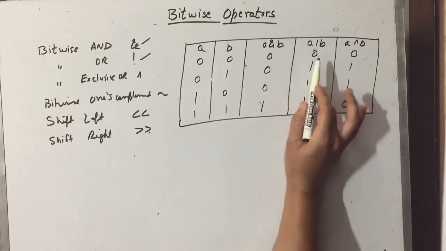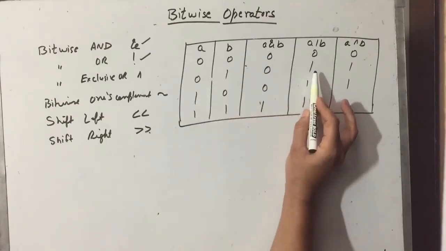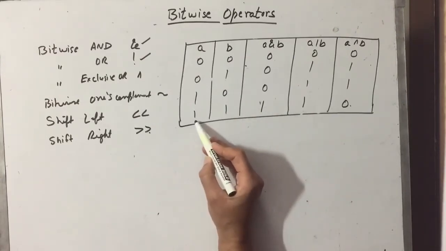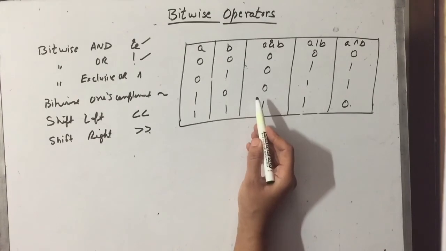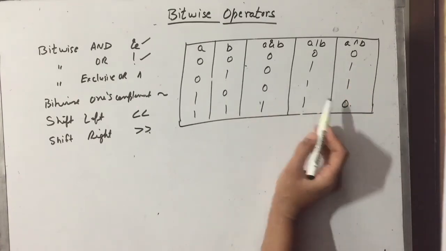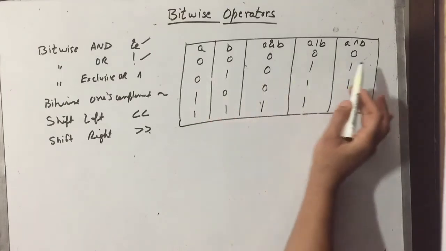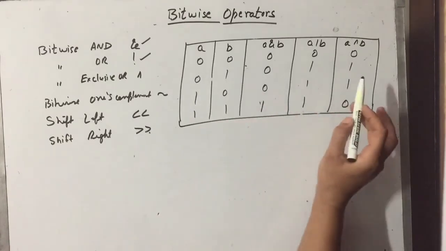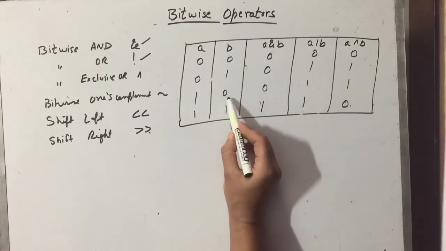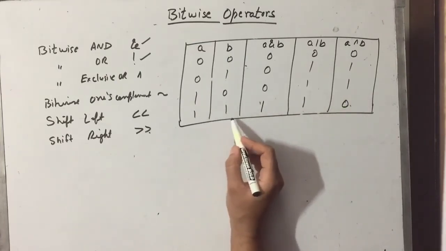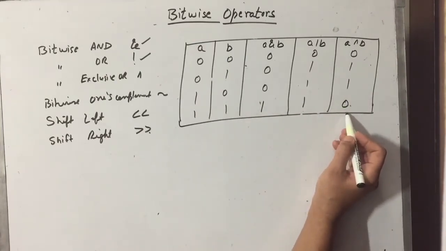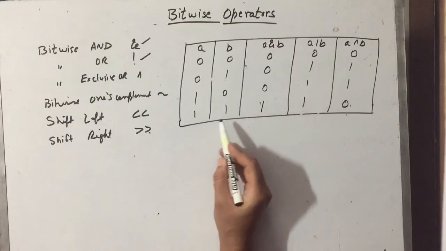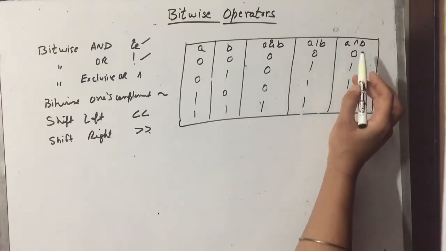0 or 0 is 0, 0 or 1 is 1, 1 or 0 is 1, and 1 or 1 is 1. 1 we also call true and 0 we also call false. Then we move on to this exclusive OR, false and false, 0 and 0 will be false, 0 and 1, that is false and true will be true, true and false will be true, true and true will again be false. Okay, so you have to take care that if both are false then it is false, and if both are true then also the answer is false. So this is exclusive OR.